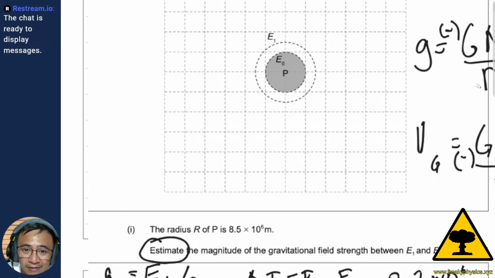Okay. I'm actually curious what the actual answer is. I'll just look at the mark scheme later, see if this is more or less correct. But it should be. Okay. All right.